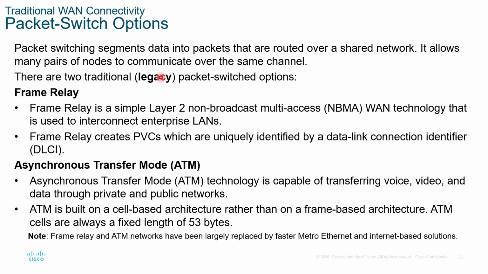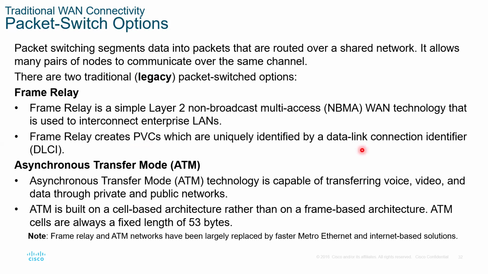When we talked of packet switching, we introduced the word segmentation. So data is segmented. With frame relay, data is segmented into frames, and those frames are transmitted over multiple PVCs, permanent virtual circuits. That is frame relay for you. And frame relay creates PVCs which are uniquely identified by a data link connection identifier.